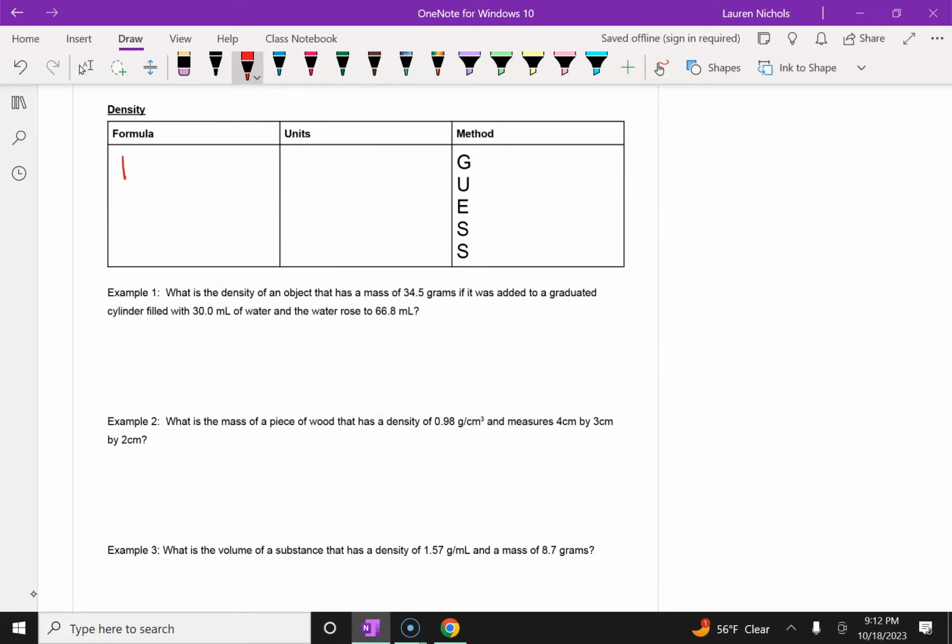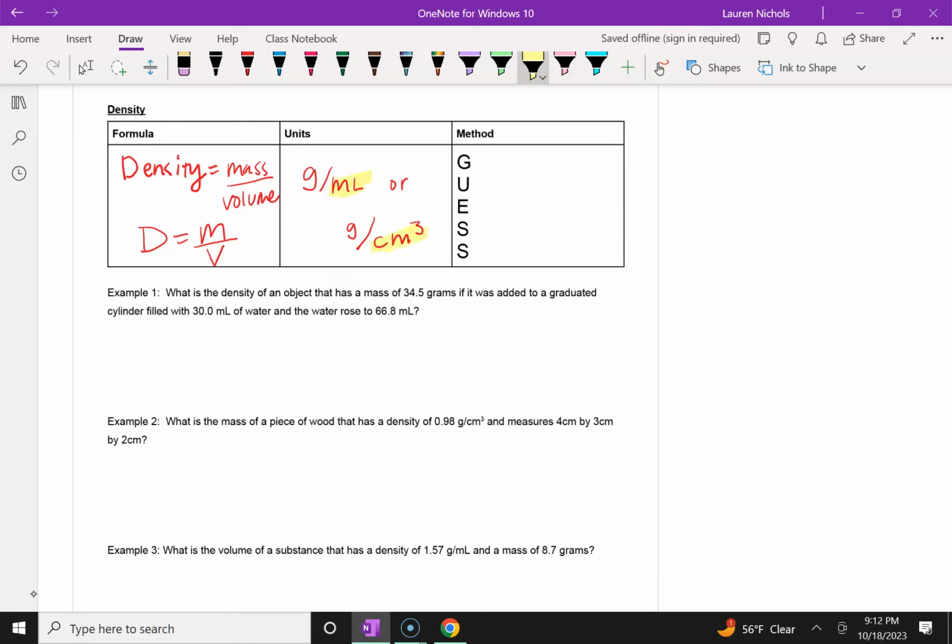So in the notes, you should have written down that the formula for density is equal to mass over volume, otherwise known as D equals M over V. Okay, this is our formula, and our units are always going to be grams per milliliter or grams per centimeter cubed. The difference is whether you have milliliters or centimeters cubed at the bottom.